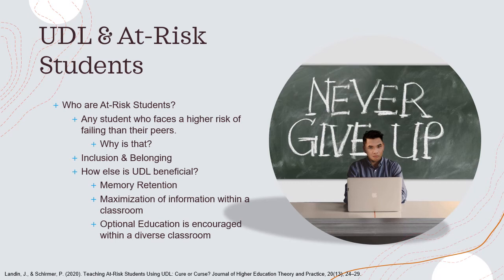But I want to focus on at-risk students at this moment. These students might be in your classroom or are in certain classrooms that you've taught currently. So who are at-risk students? At-risk students are those that have a higher likelihood of failing than their peers. And this is because of the variables that might be affecting them at home or within their life in general.